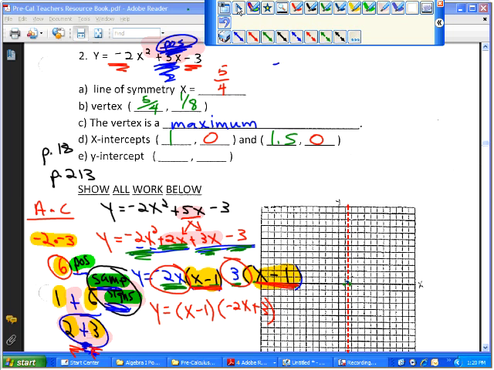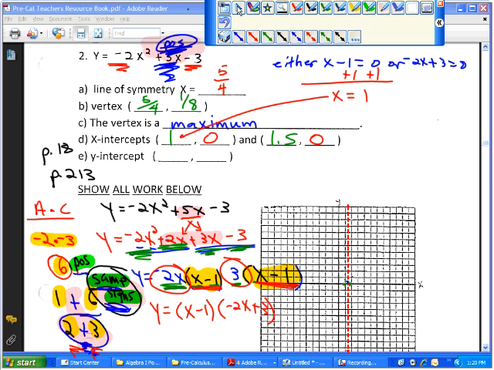Now, we set each one equal to 0, so we're going to say either x minus 1 equals 0 or negative 2x plus 3 equals 0. And we solve each one. So we're going to add 1. There's that one. So we're going to subtract 3. That's a 0 over there. Negative 2x equals negative 3. Divide by negative 2. X equals 3 over 2. That's that one.